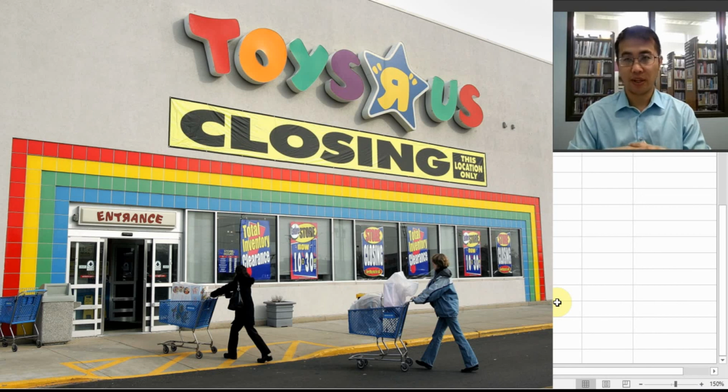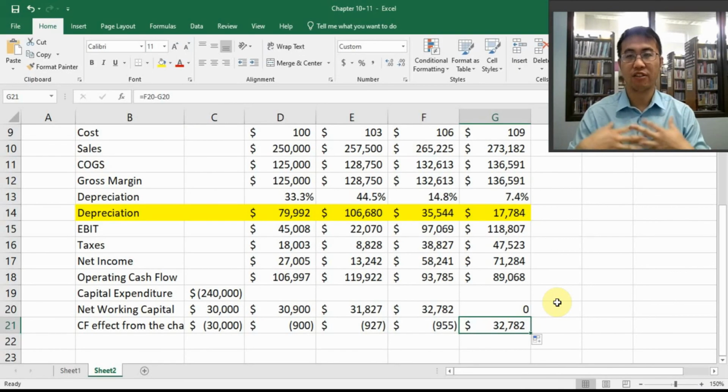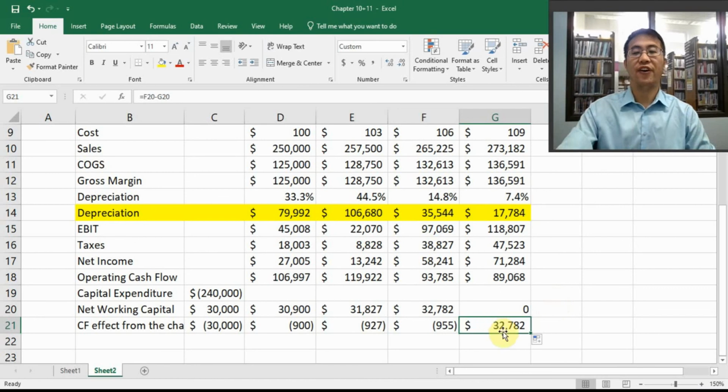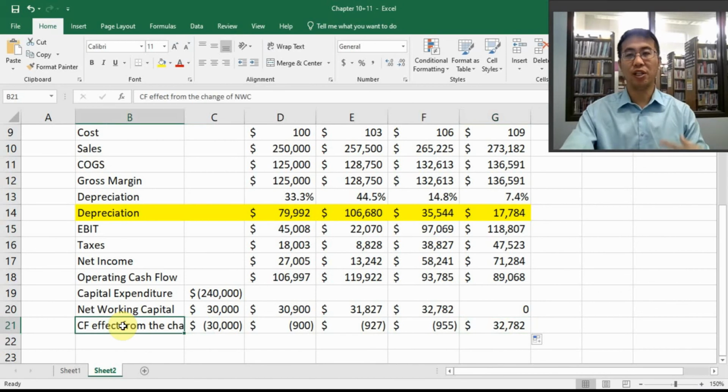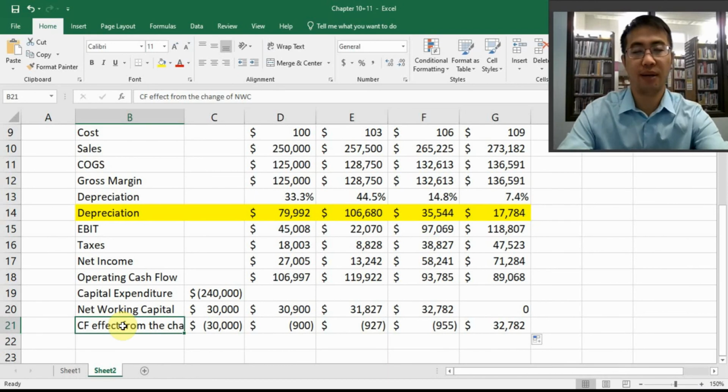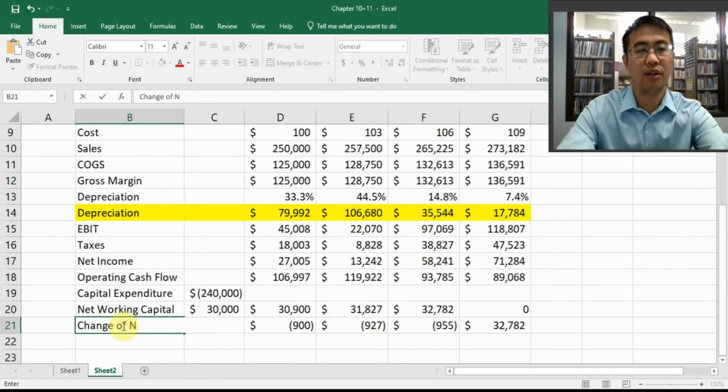And what would happen to the cash? Of course, they're going to receive cash from the liquidation. So at the very last, you're going to receive a lump sum amount of cash from liquidation of inventory. And this component is called the change in net working capital on the capital budgeting table. However, you should know that it is really the cash effect from the change of net working capital. But the official name is the change of net working capital.